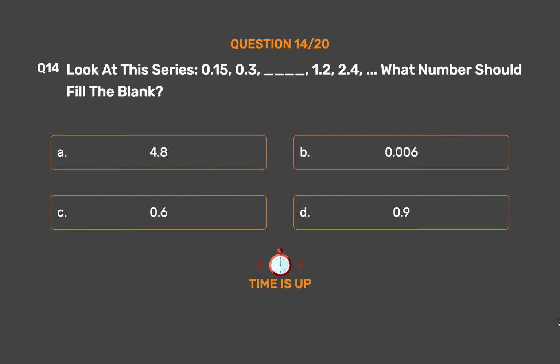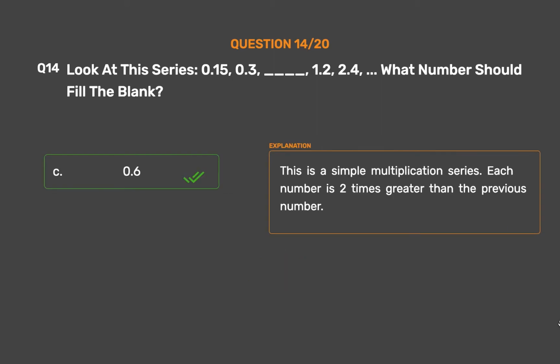0.9. The correct answer is option C, 0.6. This is a simple multiplication series. Each number is 2 times greater than the previous number.